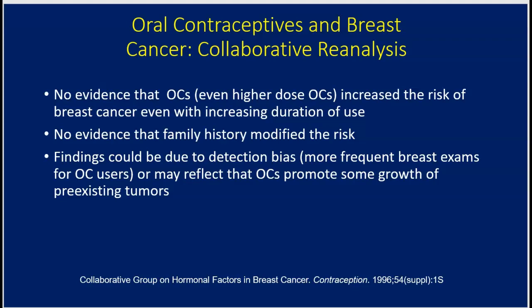Finally, a lot of these results, because again, it was just a small increase, could be due to detection bias. That means that women who are using birth control pills or the like are seeing the doctor more frequently, such that they undergo more frequent breast exams, and again the diagnosis is made more frequently. Or it may be oral contraceptives could promote growth of some pre-existing tumors that were already there. Again, this business of the 9-year time frame from start to diagnosis.